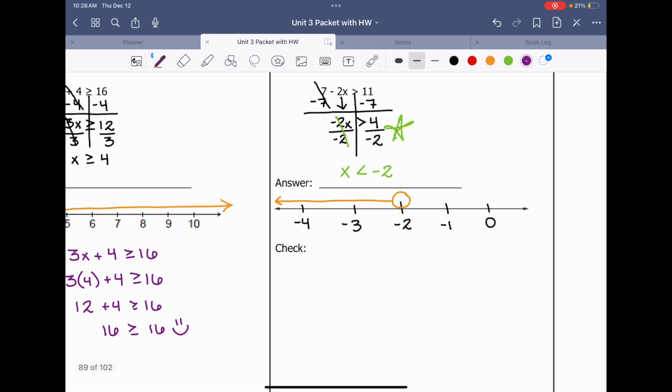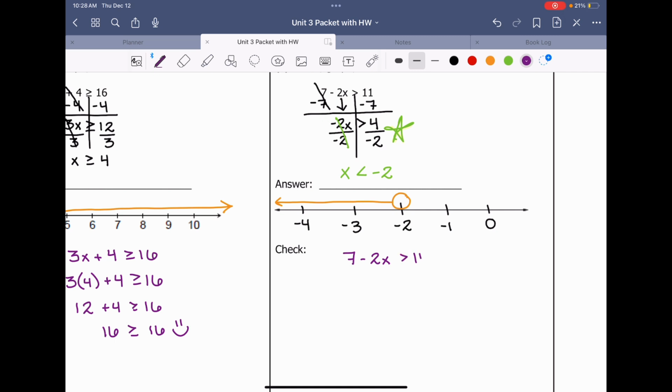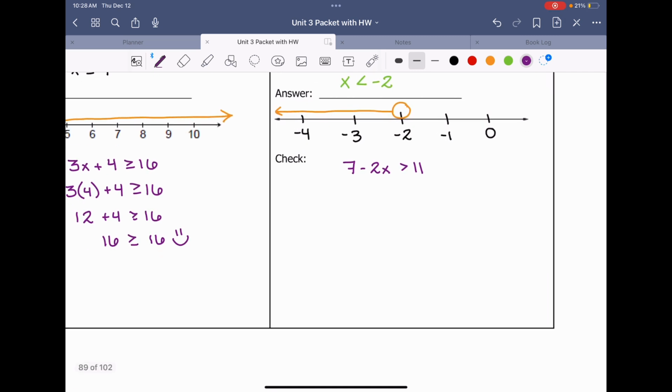So I'm going to rewrite 7 minus 2x is greater than 11. And I'm going to plug in and replace the x. So 7 minus 2 times, I can choose any number smaller than negative 2. Let's do negative 4 this time. Greater than 11. So I've got 7 plus 8 is greater than 11. 7 plus 8 is going to give me 15. And 15 is greater than 11, so it checks.